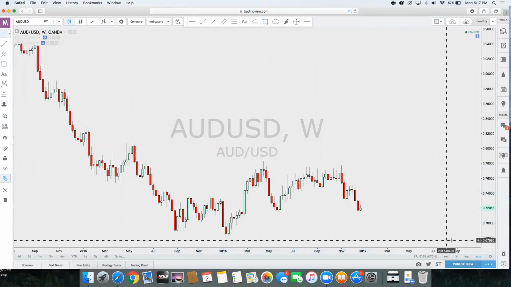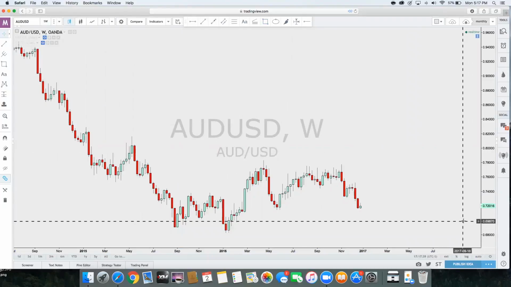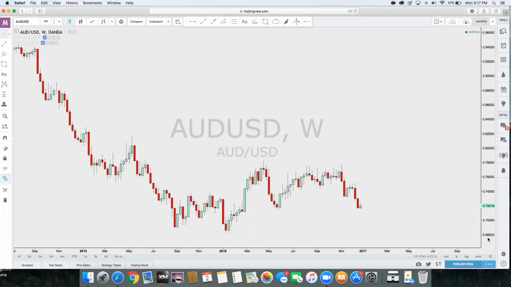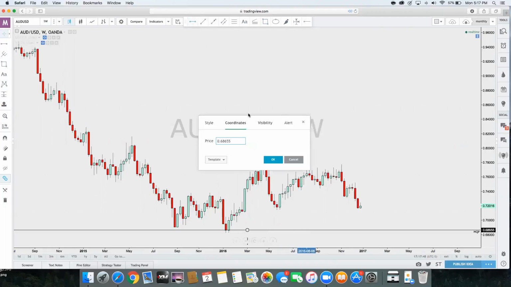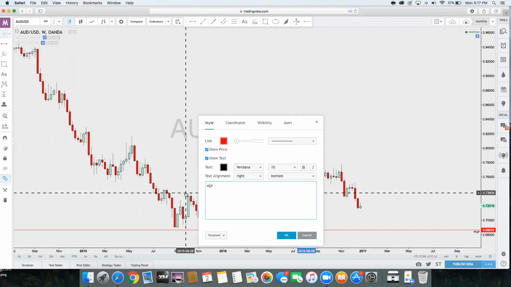So we're going to start from, we'll do 6,800, which is right here, 0.6800, which is a whole number. And we're going to double click. I use red for my large quarter points, which is 1,000 pip separations. The large quarter points are the 1,000 pip separations again. So red, and then I put in the text, large quarter point, LQP. I put it to the right.